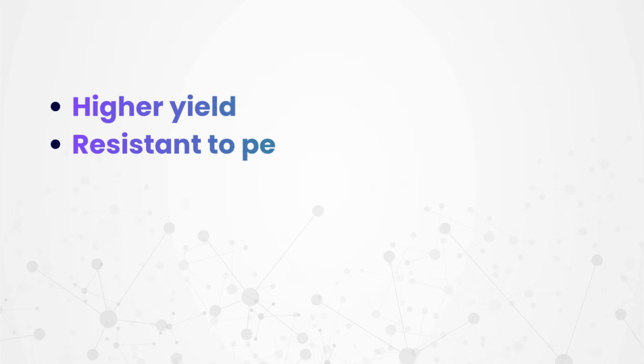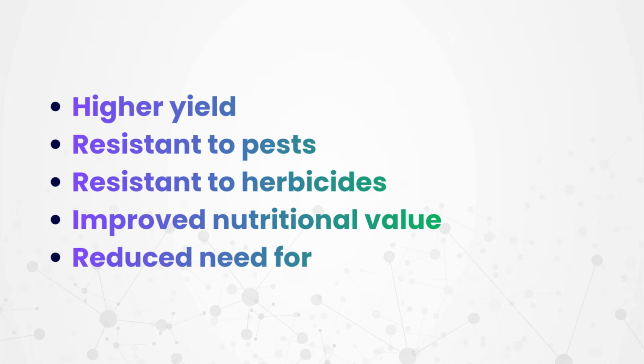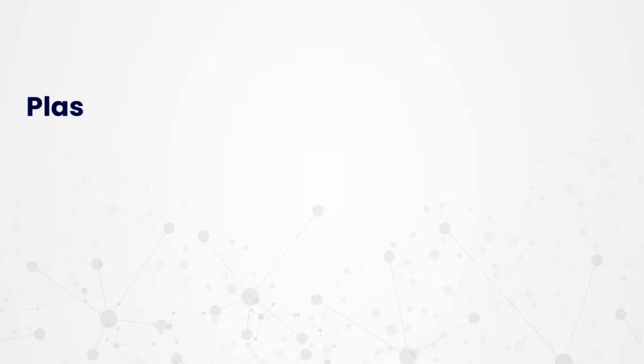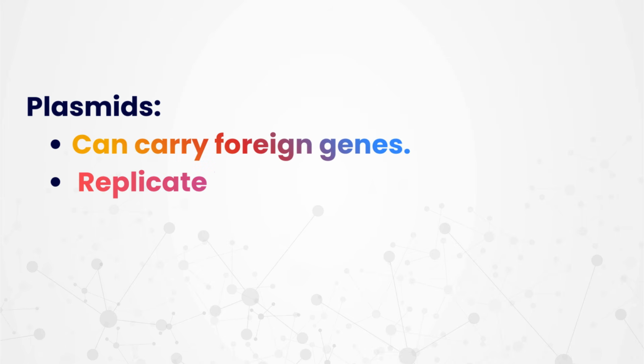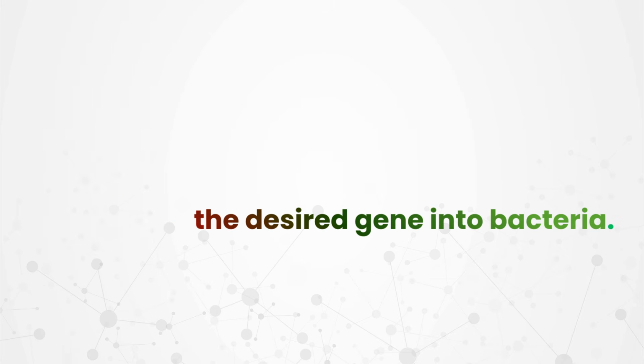State advantages of genetically modified crops. Higher yield, resistant to pests, resistant to herbicides, improved nutritional value, reduced need for pesticides. Explain why plasmids are used as vectors in genetic modification. They can carry foreign genes, replicate inside bacteria, and transfer the desired gene into bacteria.